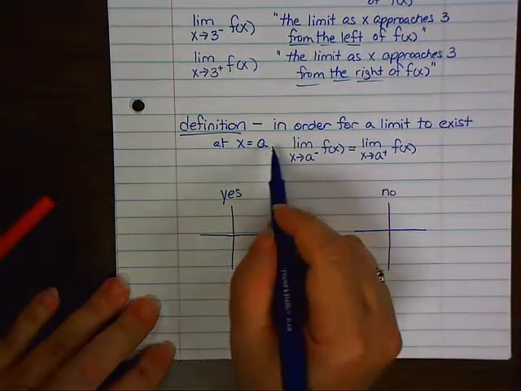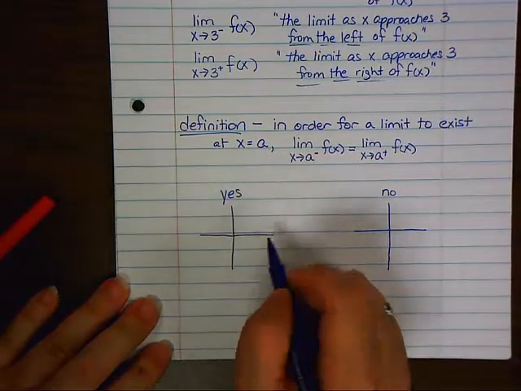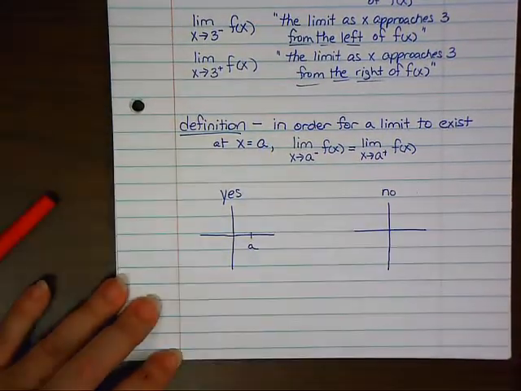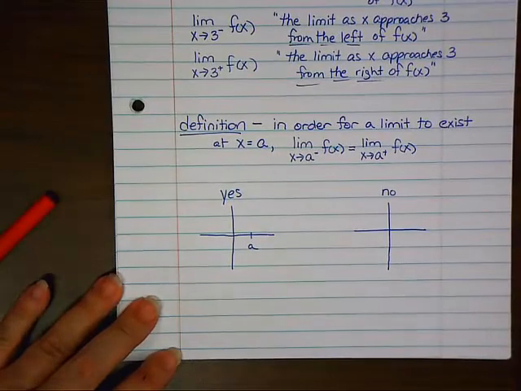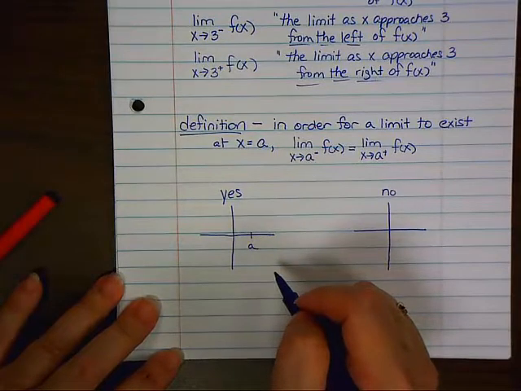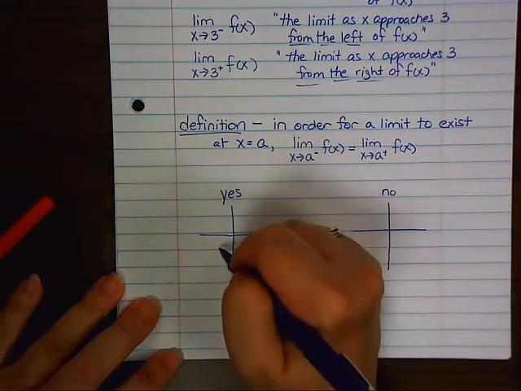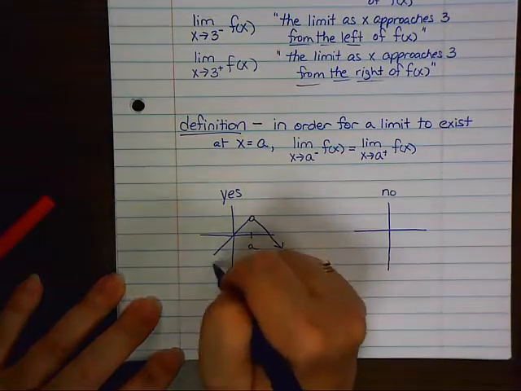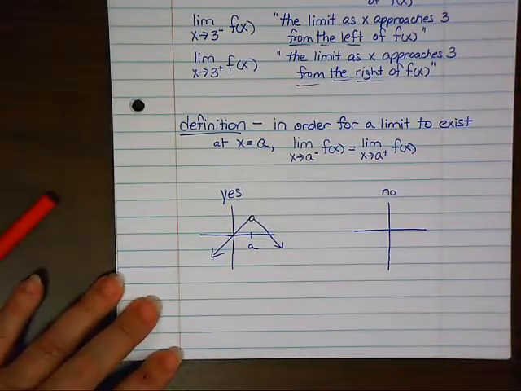All right. We're talking about a limit at x equals a. So a is an x value. So on the x-axis, I'm going to put an a. And I'm going to draw for the yes picture an upside down absolute value that looks kind of like this. It's got a hole, though, at the vertex. So just draw that right there.